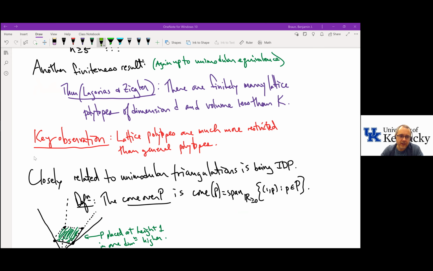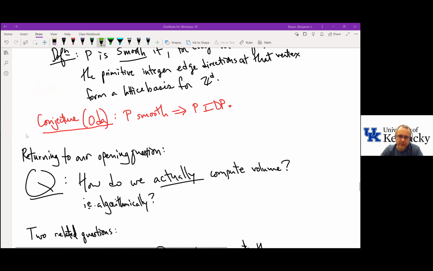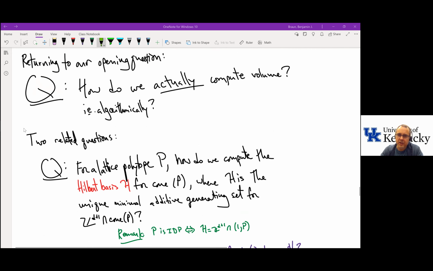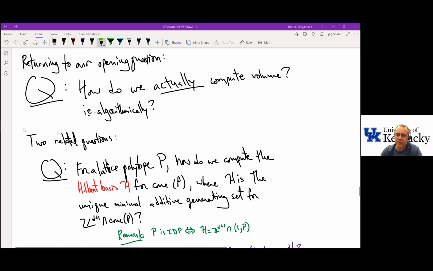Okay. All right, and so I'm close to ending time, so I'm going to skip some of what I was going to say, and go back to volume and return to this question of how do we actually compute volume algorithmically?